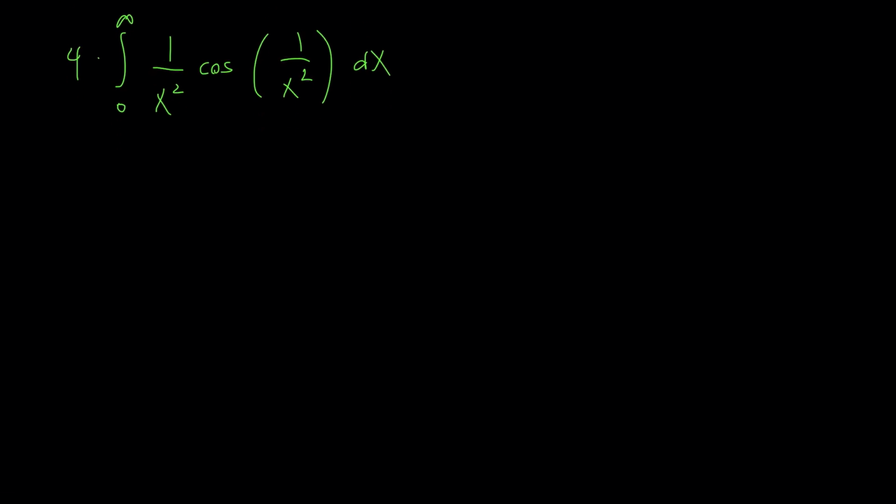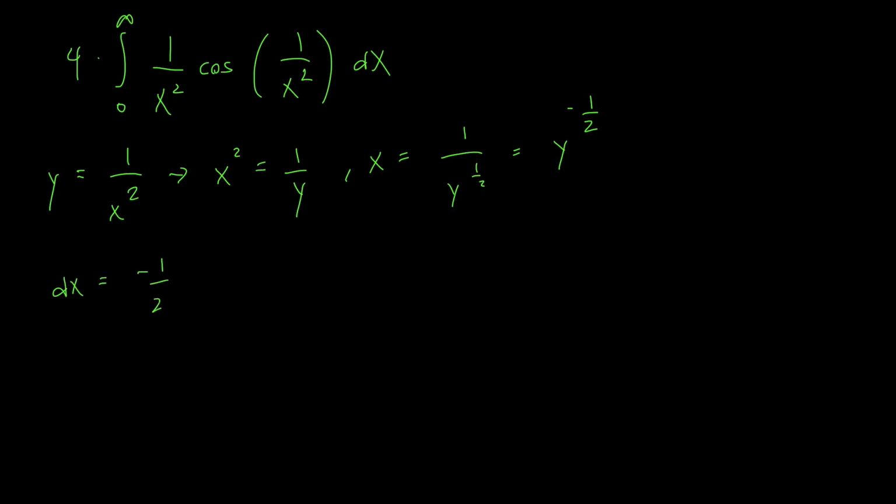And we'll make yet again another substitution. We're going to let y equal 1 over x squared, which means that x squared equals 1 over y, but that also means that x equals 1 over y to the 1/2, which is y to the negative 1/2. So differentiating that, we have dx equals negative 1/2 y to the negative 3/2 dy. The bounds of integration, y1 is 1 over 0, which is approaching positive infinity. Y2 will be 1 over infinity, which is approaching 0.